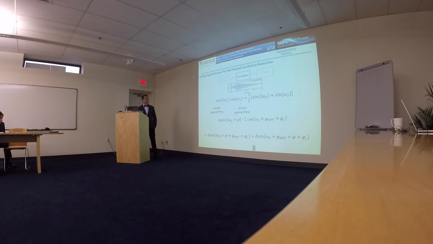And then we have twice the cosine of omega 2 plus the phase of the FFT, which is calculated in real time, plus a phase, which I call phi c, which is the phase we have to optimize in order to counteract these oscillations. And this is the result. So we have the filtered pressure, we have the augmentation, and then we have the output feedback.